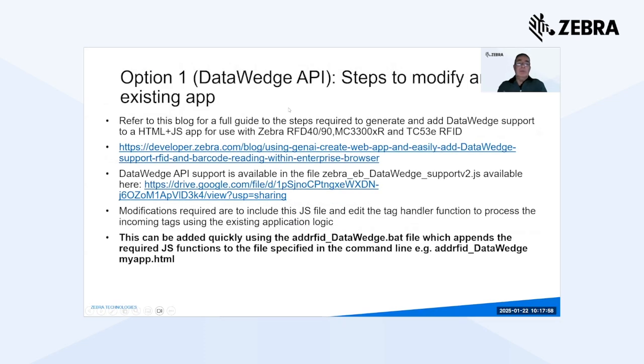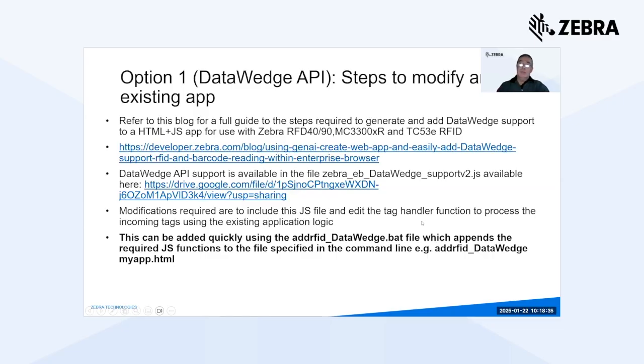And then after we've done that, there are some steps that you can follow, which I have documented in a blog, which is available at that link. That will walk through the steps in more detail. But to simplify and streamline the method we're using, I've extracted the DataWedge support JavaScript functionality into a separate JavaScript file, which you can download from this file link. And I've also created just a simple batch file.